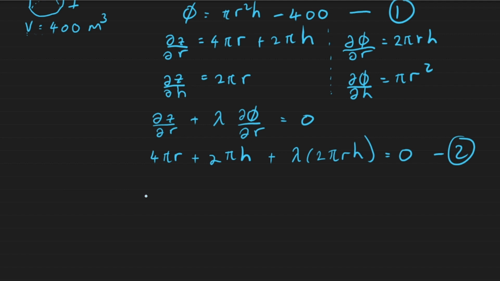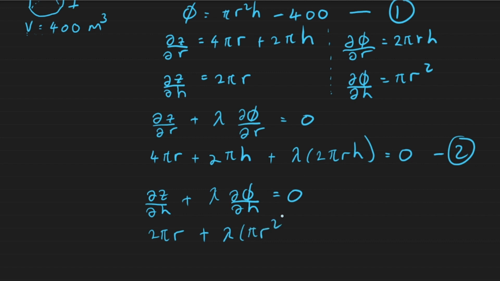Then for the third equation, we have dz/dh plus lambda dphi/dh equal to 0. dz/dh, that's 2 pi r plus lambda times dphi/dh. dphi/dh is pi r squared. And this is equal to 0. So from equation 3, we can simplify that a bit.